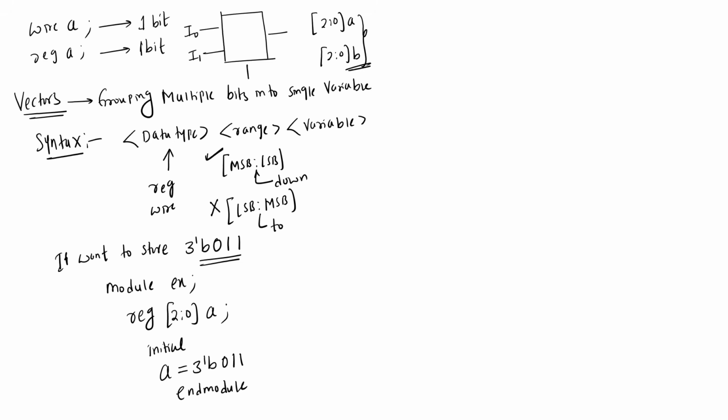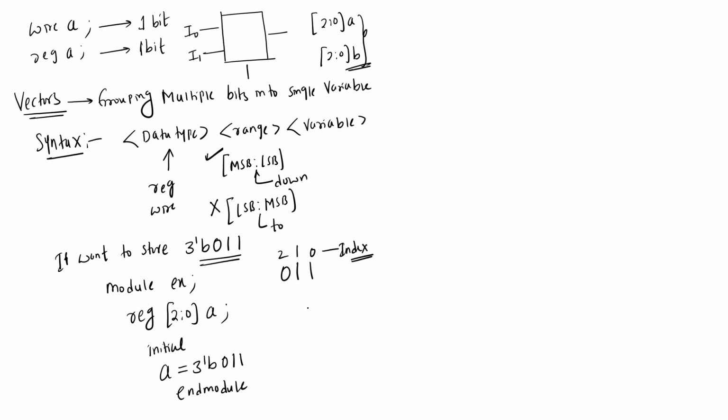Did you understand this code? Okay. So 011, what is the index? The indexes are 0, 1, 2. So this is my index, we call it the index. That is 2 down to 0.